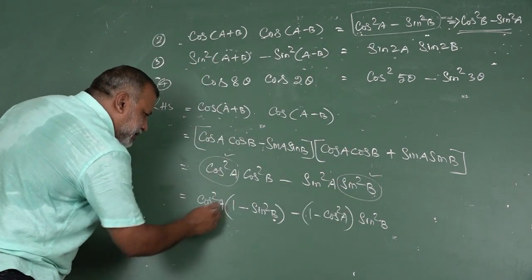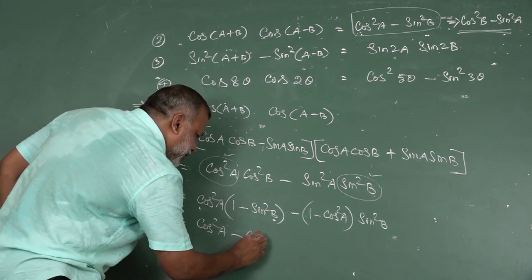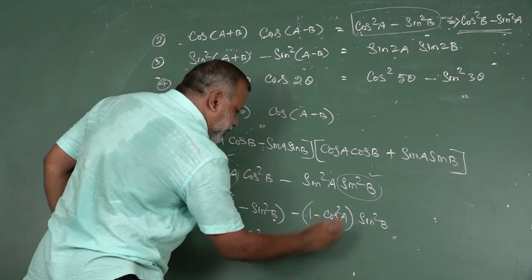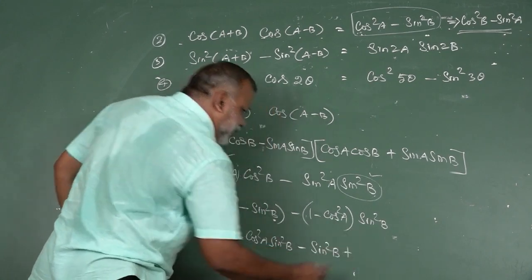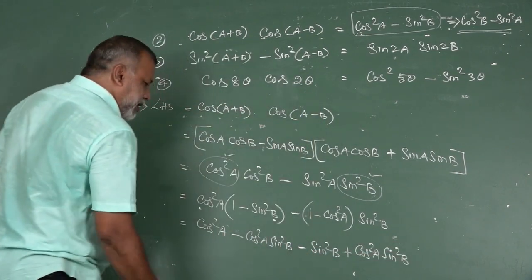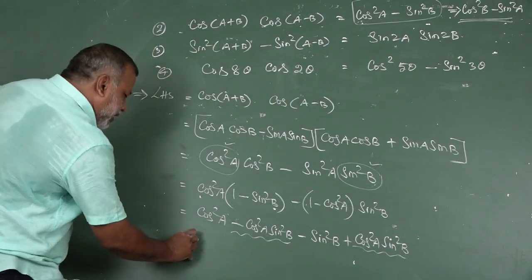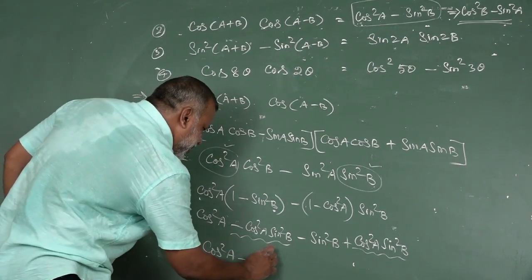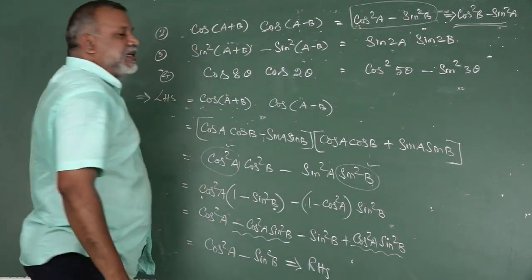Now this cos squared A, just multiply inside. We get cos squared A minus cos squared A multiplied by sin squared B. Now listen, the negative will open: negative sin squared B, and negative of negative becomes positive, cos squared A sin squared B. See here, cos squared A sin squared B negative, cos squared A sin squared B positive. It will be removed. Now the remaining result is cos squared A minus sin squared B. See your RHS proof: cos squared A minus sin squared B.